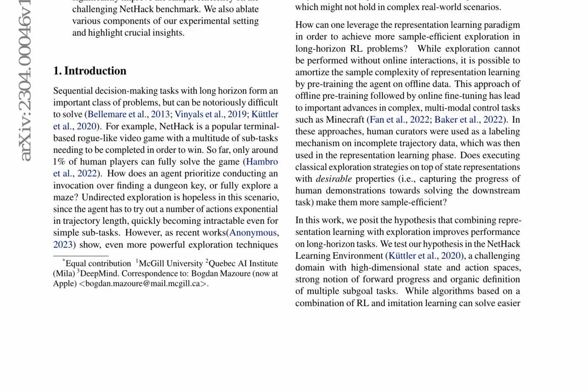By amortizing the sample complexity of representation learning by pre-training the agent on offline data, an approach that has led to advances in complex, multimodal control tasks such as Minecraft, the authors test their hypothesis in the NetHack learning environment. This challenging domain features high-dimensional state and action spaces, a strong notion of forward progress, and an organic definition of multiple subgoal tasks. The aim is to investigate whether combining representation learning with exploration improves performance on long-horizon tasks.